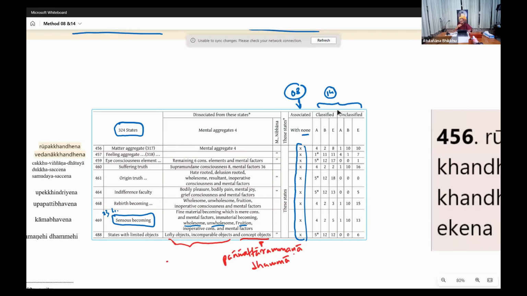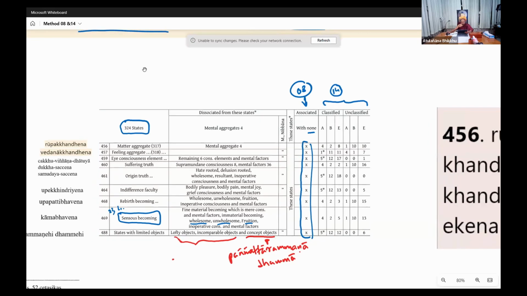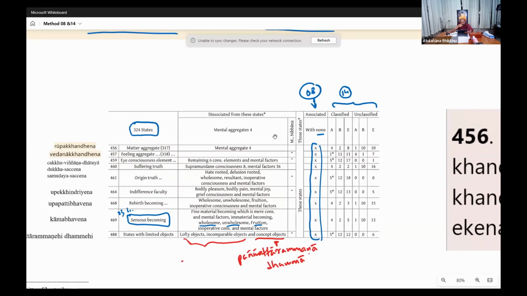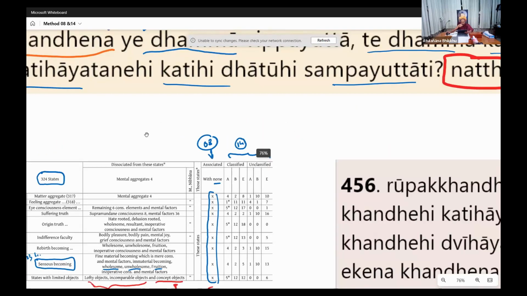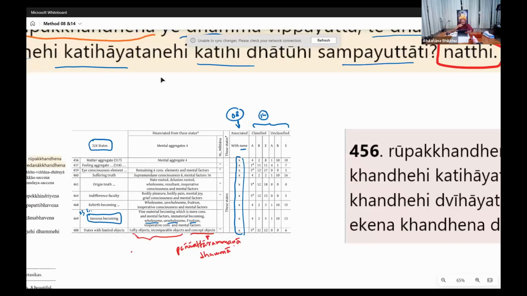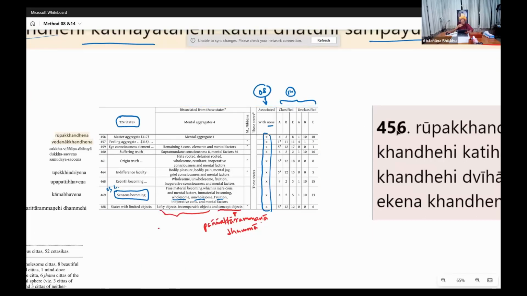Only the difference was in the classification. In the 8th method, it was on the association and disassociation. And in the 14th method, it was the classification and unclassification. So that was the difference between those two methods. So what I'm going to do today is to quickly go through these groups for the 14th method also.